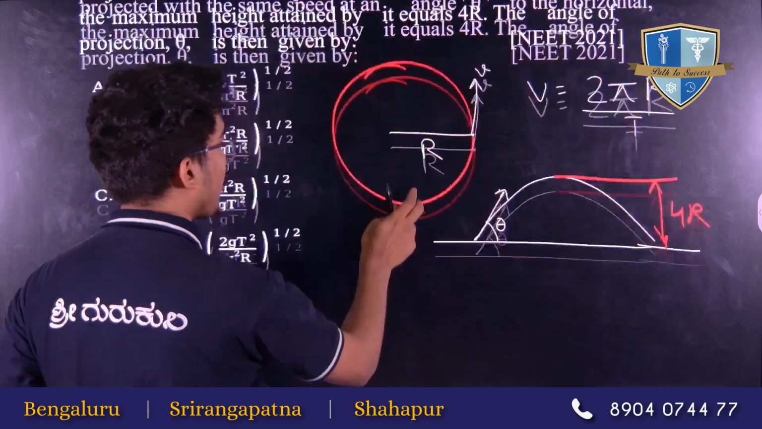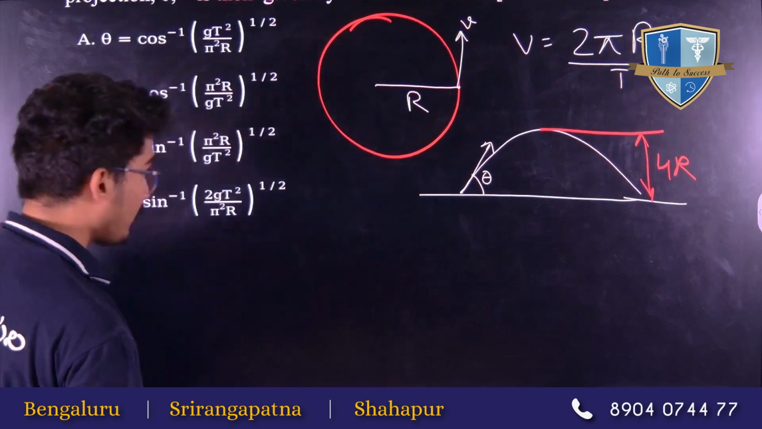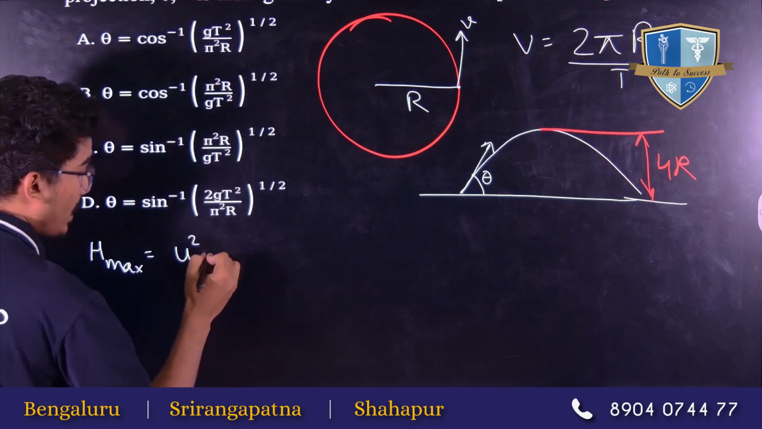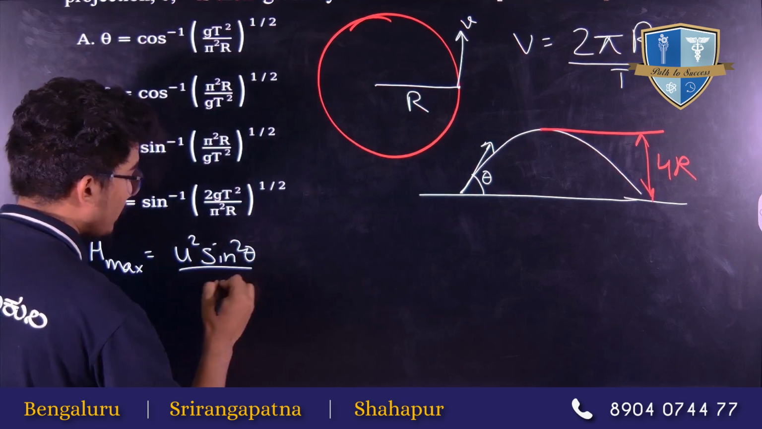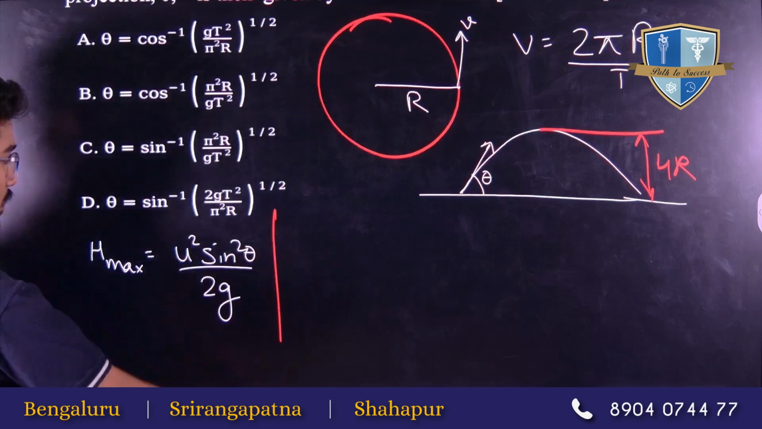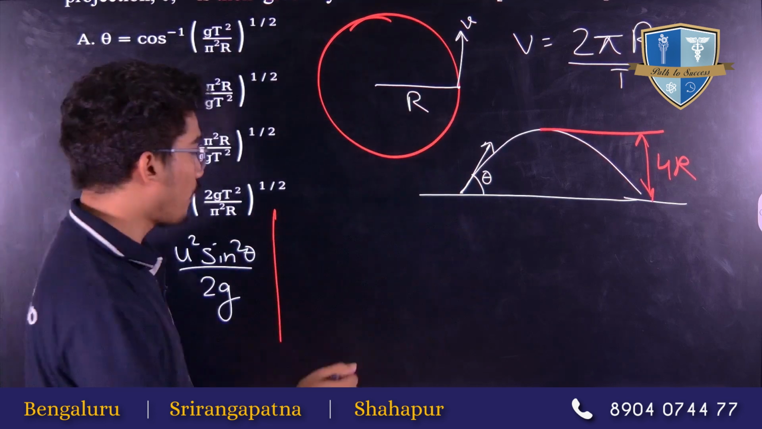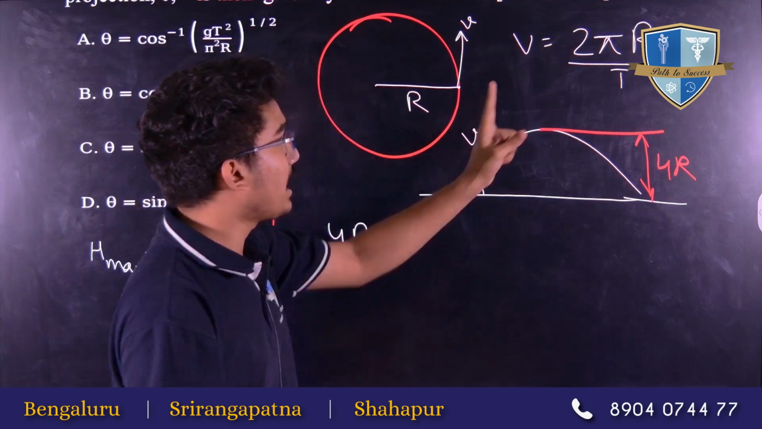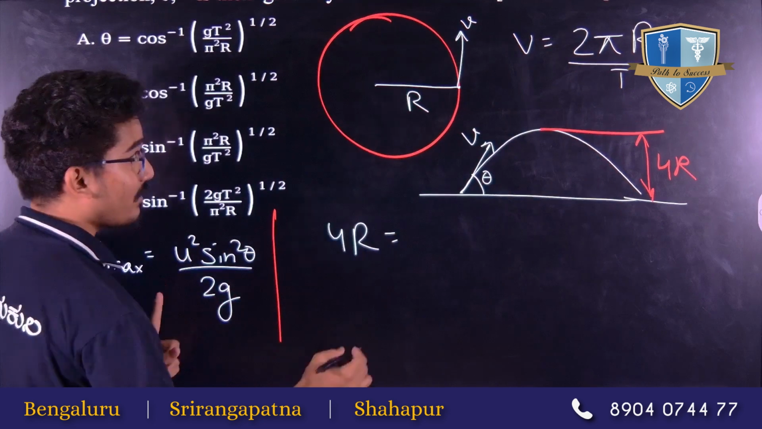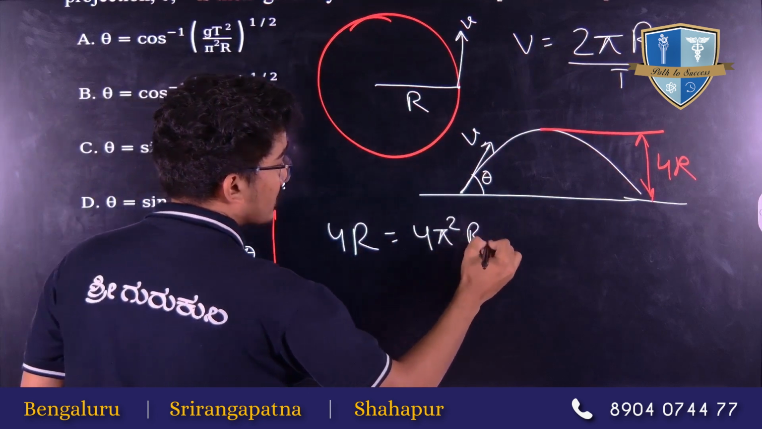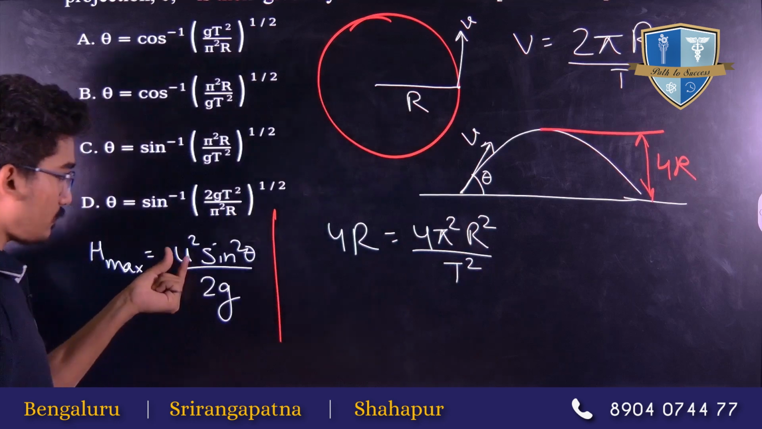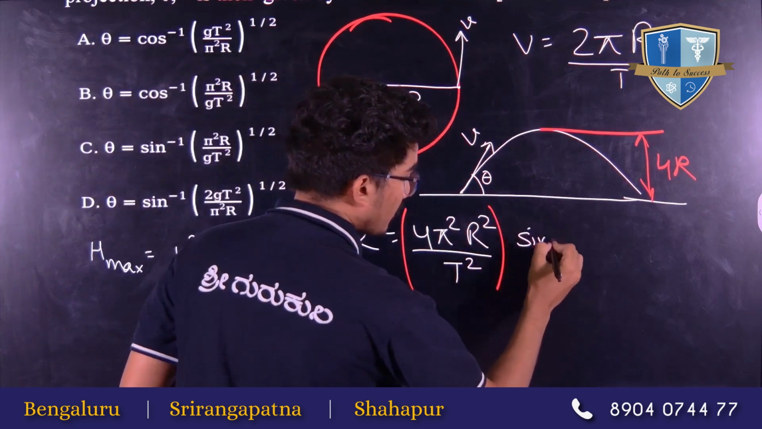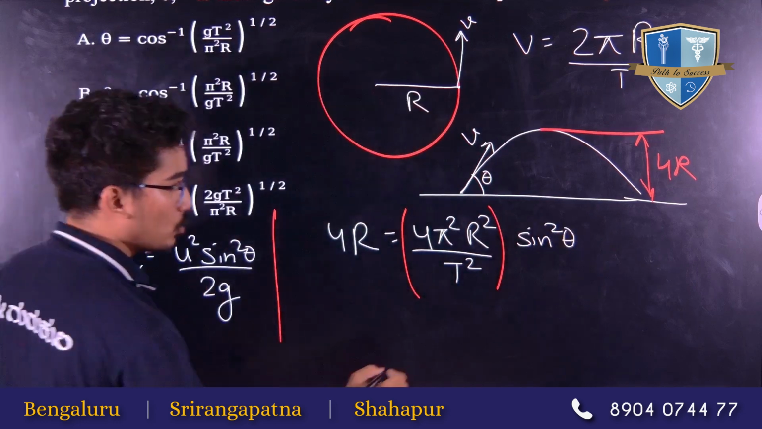So how will we calculate this? Let's see. We know the formula for h max. H max is equal to u square sine square theta by 2g. Correct? Now let's replace everything. So h max is given as 4r. This velocity we have calculated as 2 pi r by T, and its square will become 4 pi square r square by T square. So u square we have kept. Now multiply by sine square theta, and divided by 2g.